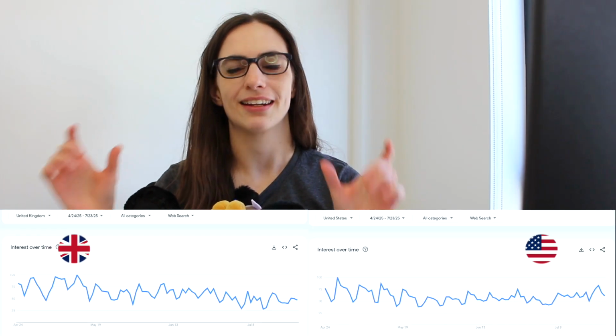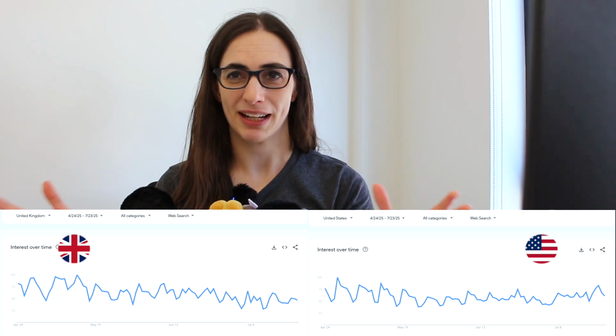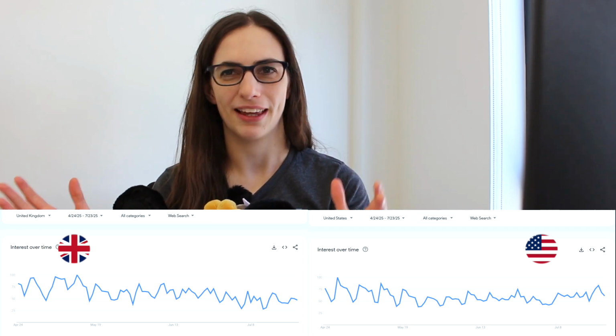So I grabbed 90 days worth of data starting at the 24th of April for the UK and the US, and I have them on 2 different graphs. As you can see here, the 100 score, the maximum Google Trends score, is in a different place for each.